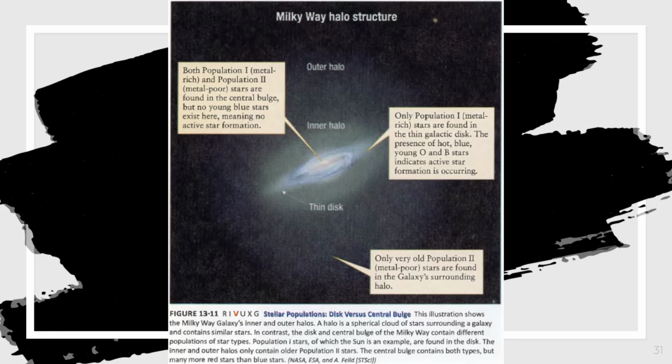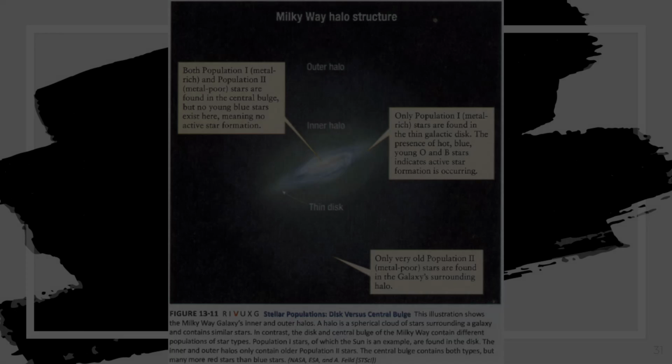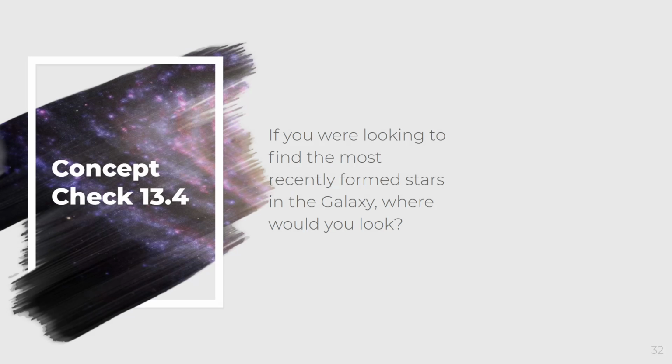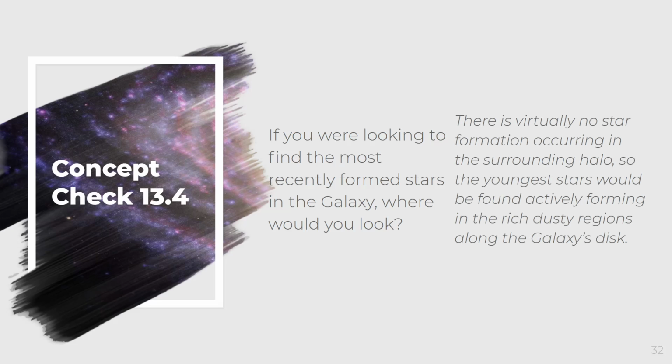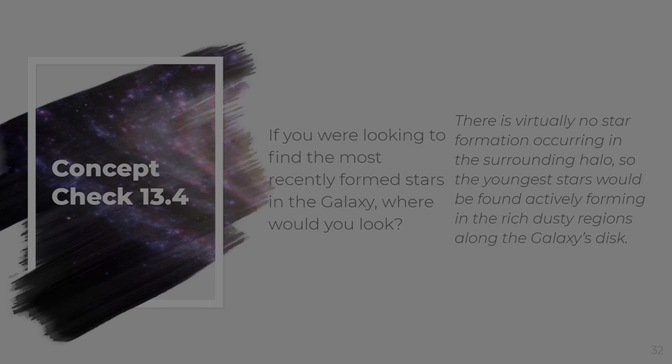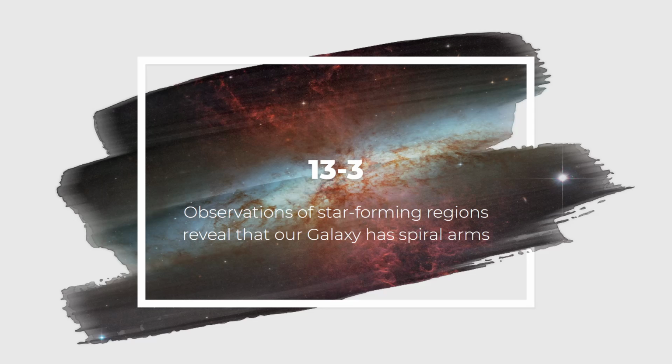So the only place our galaxy is making new stars really is in the disk. If you were looking to find the most recently formed stars in our galaxy, where would you look? Hopefully you know, because I just said it. It's in the disk. And that is it for section 13.2.